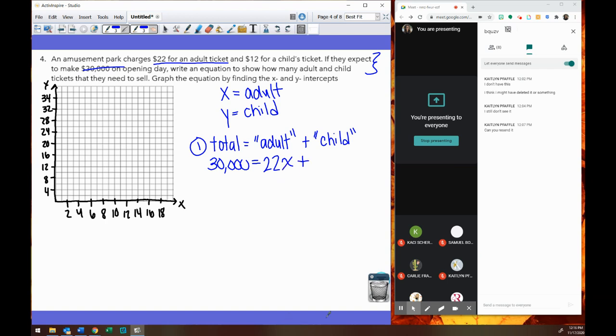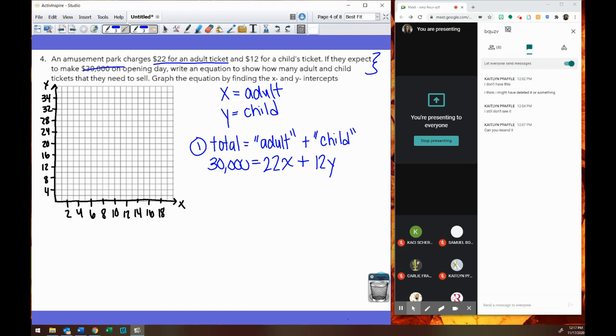I have to figure out the information about the child ticket. How much is each child ticket? $12. I don't know how many I bought yet. I'm using Y to represent that. So that's your equation. You don't have to calculate anything yet. You don't have to solve the problem. You're just taking those words and translating it into a number sentence.